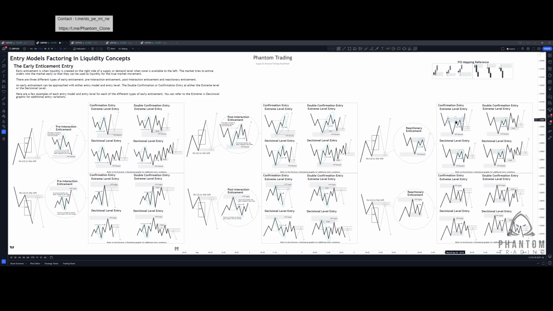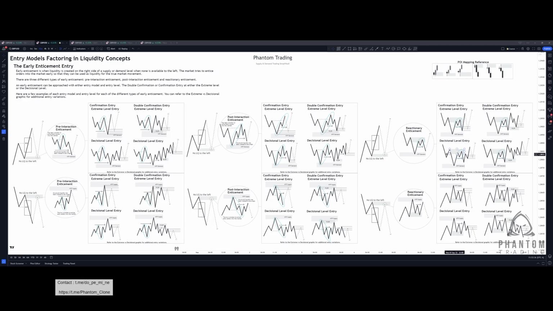Price reacts off of the last point of supply. We get the initial reaction, the extreme of the reaction leg, the failure of that initial reaction. Price trades lower, sweeping the liquidity built by this reaction, and then trades higher, seeing the last point of supply fail. This creates our demand zone that we can look to trade at the extreme.